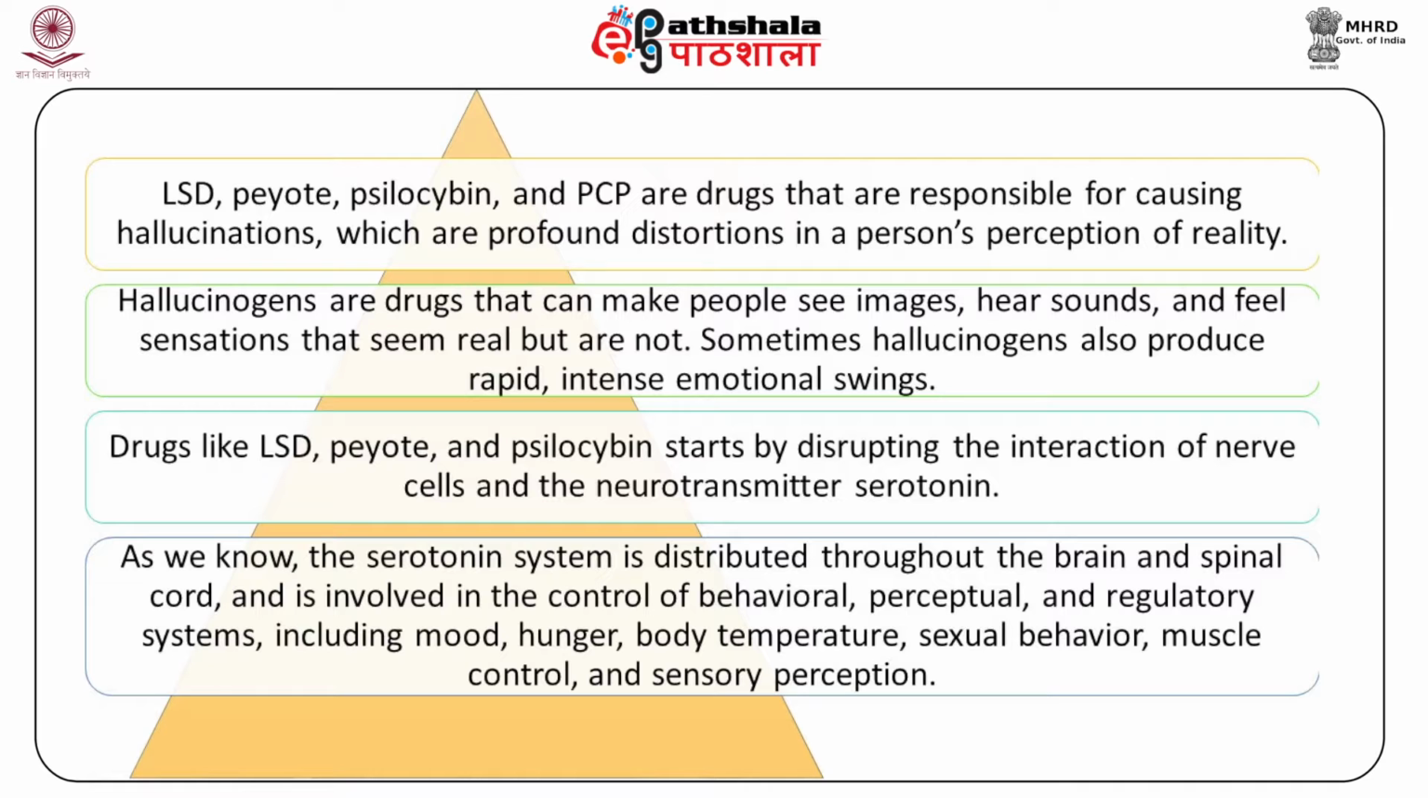Drugs like LSD, peyote and psilocybin start by disrupting the interaction of nerve cells and the neurotransmitter serotonin. As we know, the serotonin system is distributed throughout the brain and spinal cord and is involved in the control of behavioral, perceptual and regulatory systems including mood, hunger, body temperature, sexual behavior, muscle control and sensory perception. On the other hand, PCP acts mainly through a type of glutamate receptor in the brain that is important for the perception of pain, responses to the environment and learning and memory.